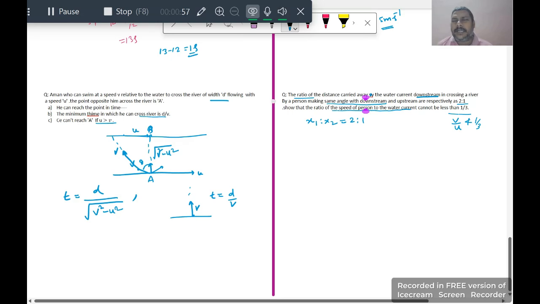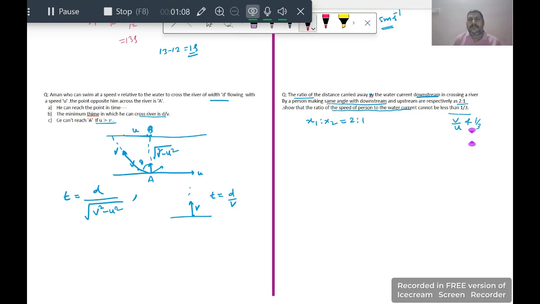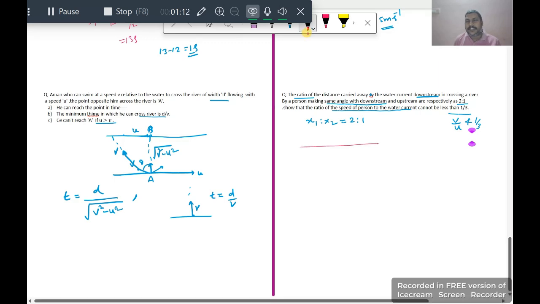So the ratio of distance carried away by the water current downstream and upstream. Let us consider the person crossing the river downstream. Downstream means he started like this with some angle. This is the width of the river. Here the time is equal to d by v sin alpha, and x1 is equal to v cos alpha plus u into t, which is d by v sin alpha.